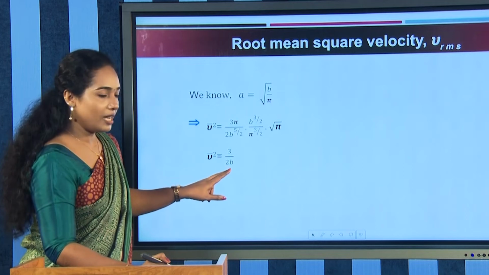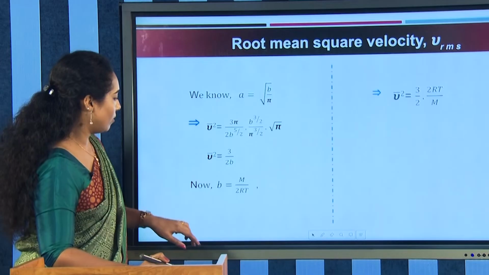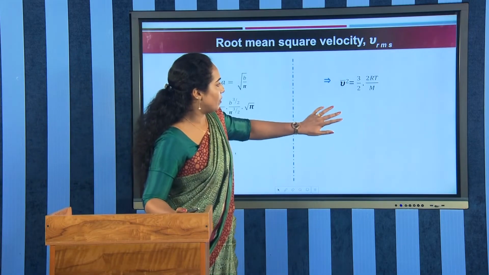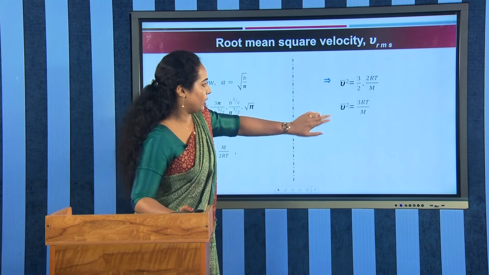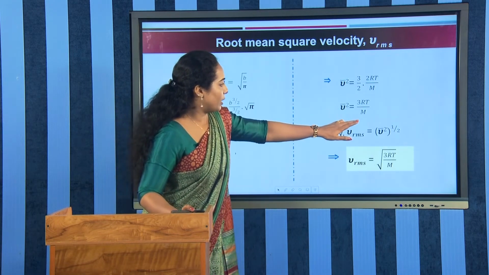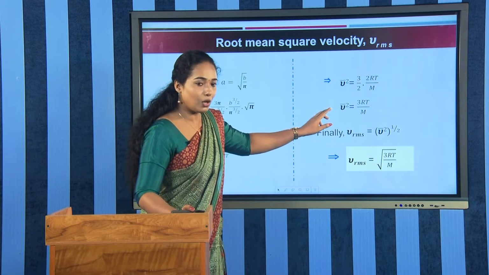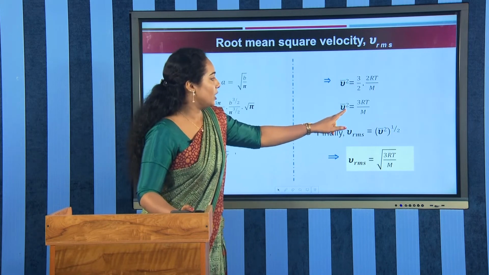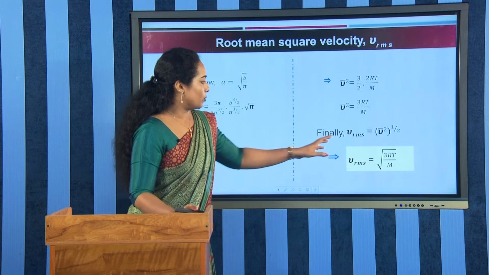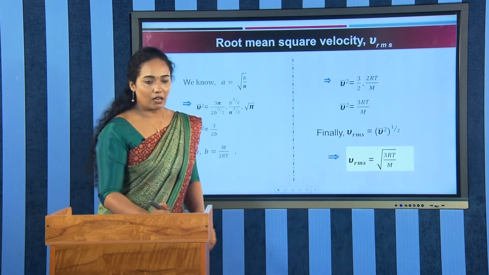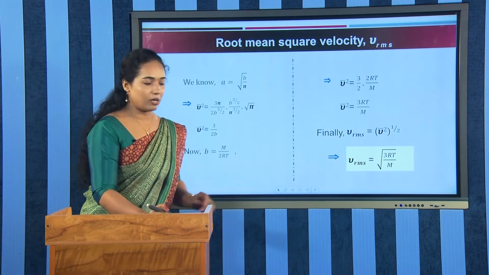Now the rest is that we need to only substitute what b is. So we get the final equation as mu bar square is equal to 3 by 2 into 2 RT by m, and that is 3 RT by m. As I said, root mean square velocity is the root of the square of this average velocity, so we need to apply the square root to both sides in order to get mu RMS. So mu RMS is finally root of 3 RT by m. Finally, we got the expression for mu RMS also.